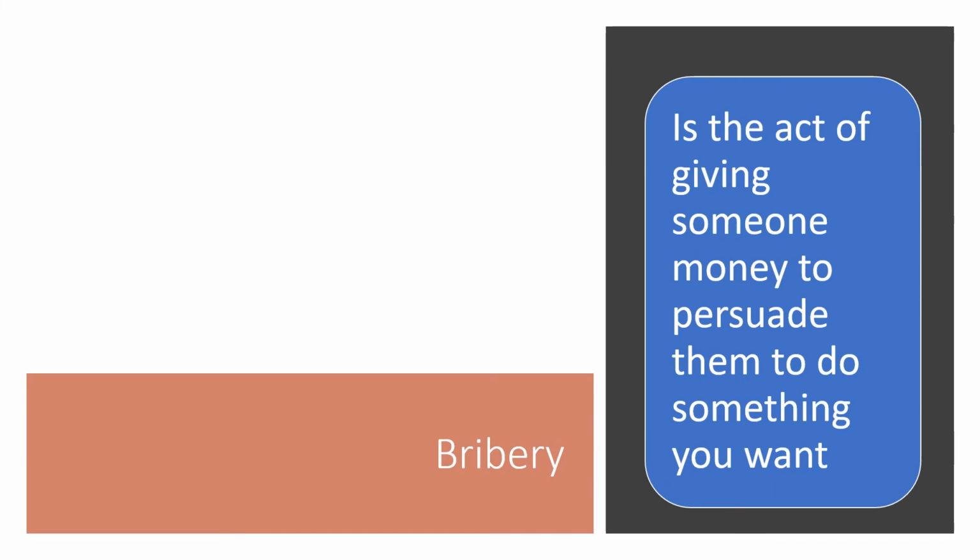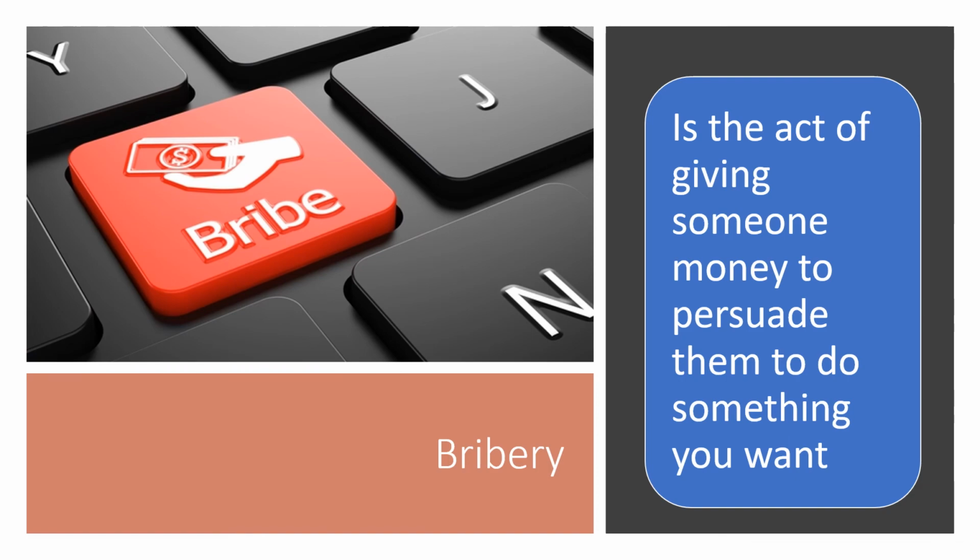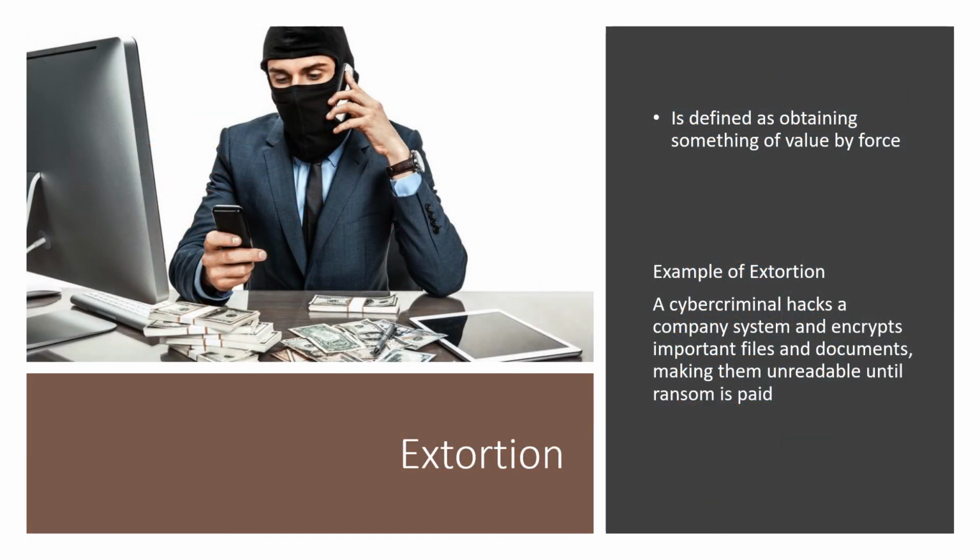Bribery is the act of giving someone money to persuade them to do something you want. Extortion is defined as obtaining something of value by force. Example of extortion. A cybercriminal hacks a company system and encrypts important files and documents, making them unreadable until ransom is paid.